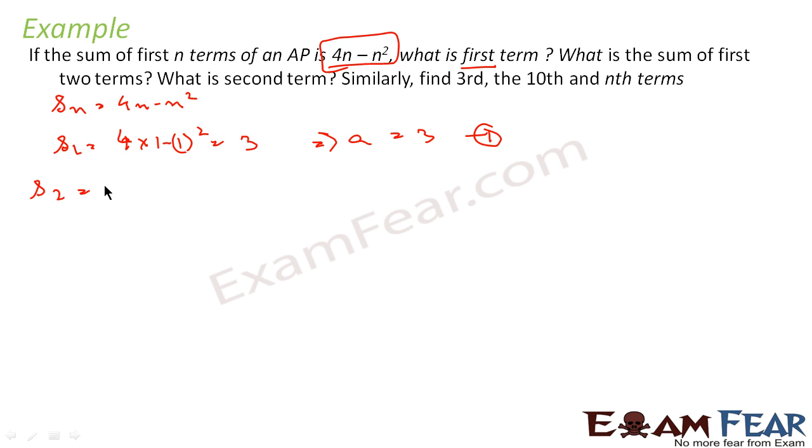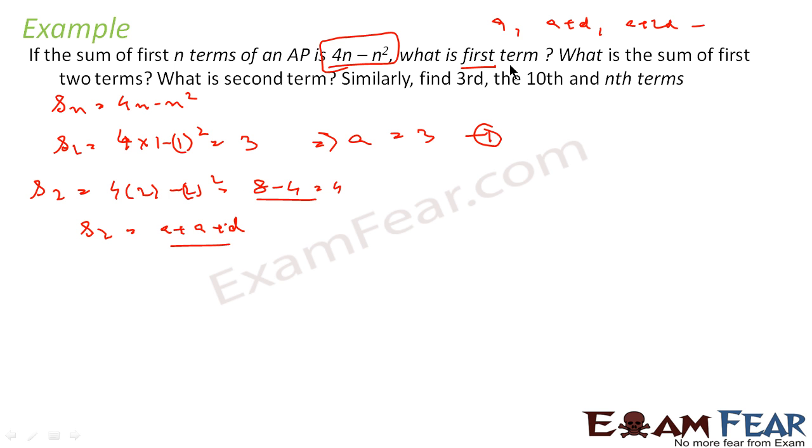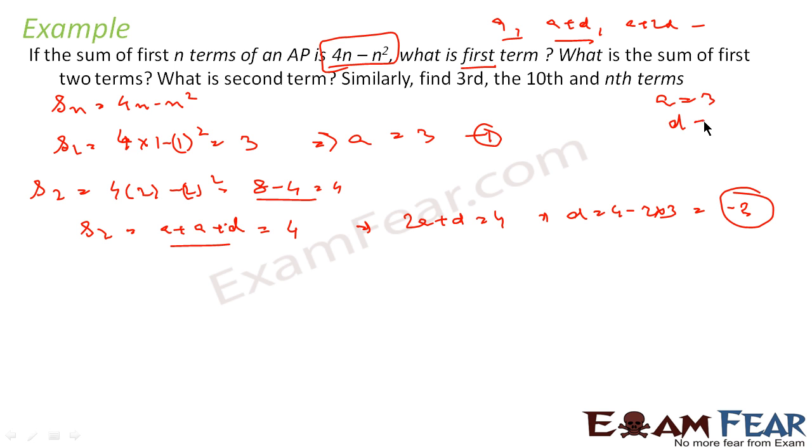S2 is nothing but 4 into 2 minus 2 square, that is 8 minus 4, that is 4. Correct. If I have terms A, A plus D, A plus 2D of this form, S2 is nothing but A plus A plus D, the first term and second term sum, and this is nothing but 4. Or 2A plus D is equal to 4. A is 3, we already know. So D is nothing but 4 minus 2A, that is 4 minus 6, that is minus 2. So I have got A is equal to 3 and D is equal to minus 2 for this AP.